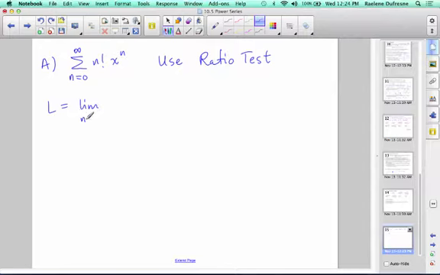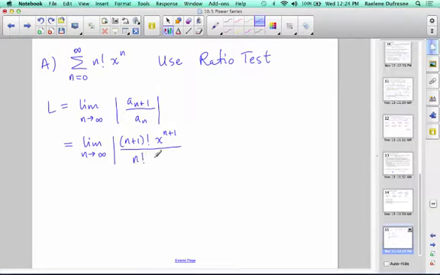And we're going to evaluate L as the limit as n approaches infinity of the absolute value of a_(n+1) over a_n. And I'll work down in a column. This gives the limit as n approaches infinity. And don't forget, I can divide by a_n or multiply by the reciprocal of a_n. So I'm going to get the absolute value of (n+1)! times x^(n+1) divided by n! times x^n.